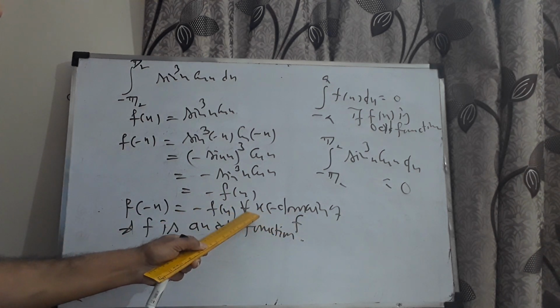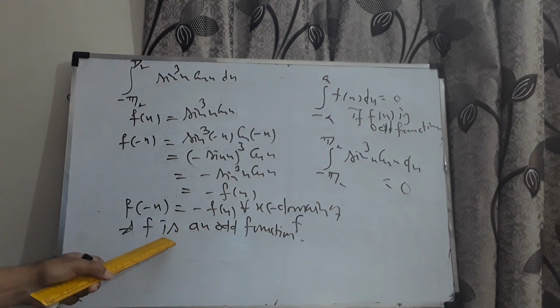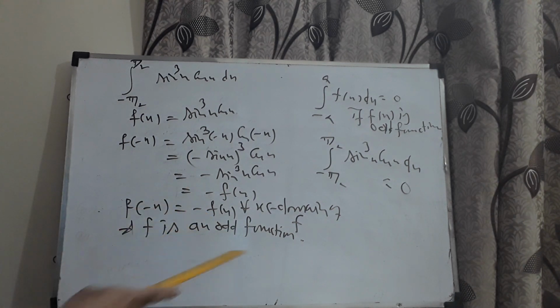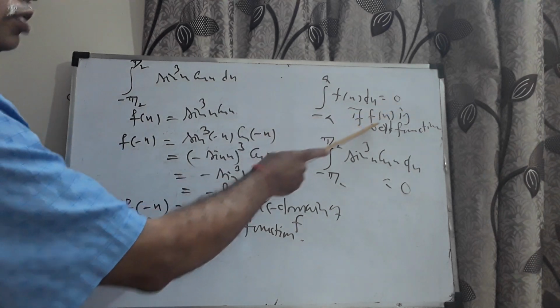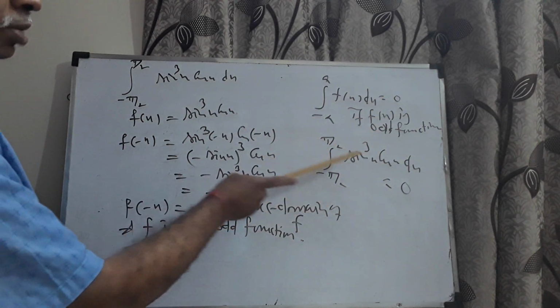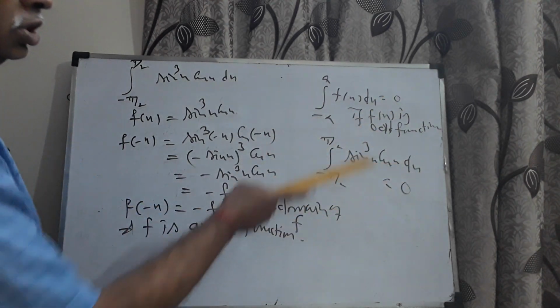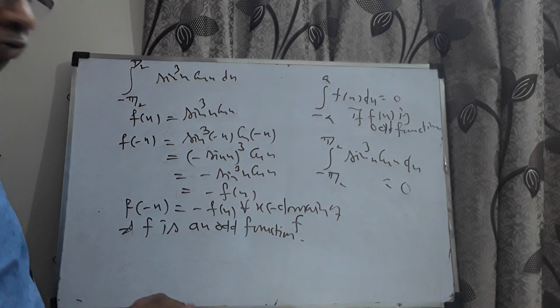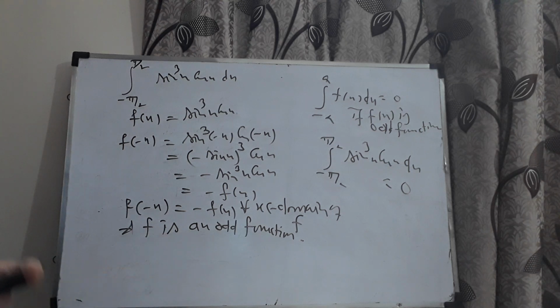This symbol is called 'for every'. Such a definition is called an odd function. f is an odd function. The integral from minus a to a of f of x dx is 0 if f of x is odd. The integral from minus pi by 2 to pi by 2 of sine cube x cos x dx is 0 since it is identified to be an odd function. The final answer happens to be 0 for this particular problem.